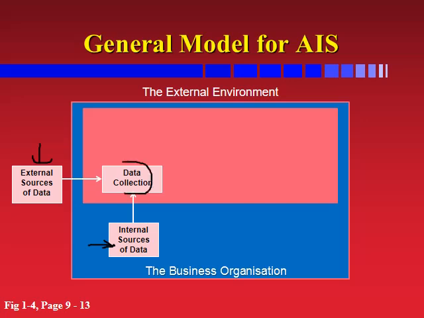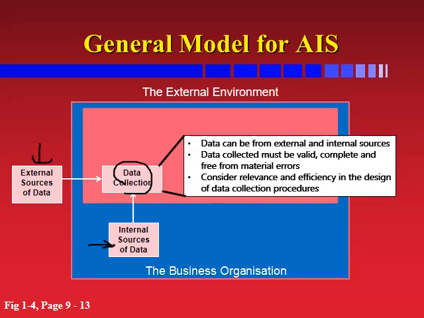Now let's look at data collection. Data collection is the first stage of the AIS, and it's an important one as it ensures that data entering the system are valid, complete, and free from errors. Now, should errors occur in the data collection stage undetected, the AIS may process the errors and generate erroneous and unreliable output. So in designing data collection procedures, it is important to consider two things: relevance and efficiency.